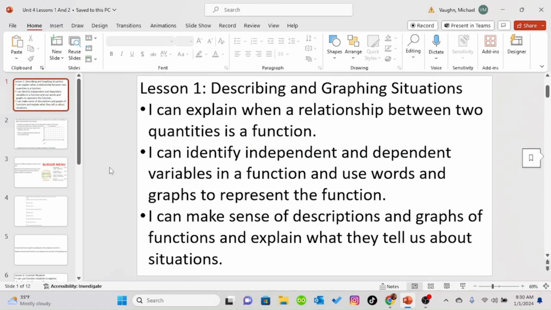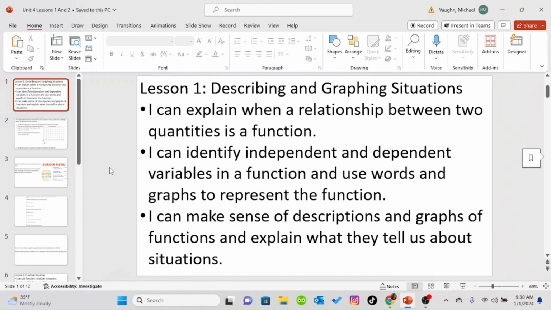We are going to start Unit 4, which talks about linear functions. Today we are going to cover Lessons 1 and 2. To start with, on Lesson 1, this is describing and graphing situations. We have 3 learning targets for this lesson.